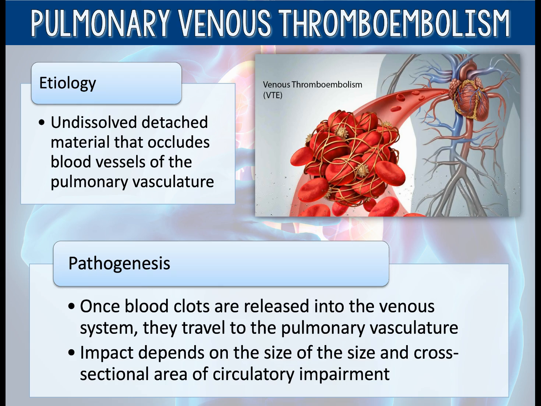Once blood clots are released into the venous system, they travel to pulmonary vasculature, and we kind of talked about this already. So blood clots, thrombi go surfing in the bloodstream, get lodged in the lungs, and so you have pulmonary venous thromboembolism. And of course, it depends on how big these clots are and where they lodge. But essentially, if you have blood clots that go into your lung vasculature and occlude them, that means that your lungs are not getting blood and they're not getting oxygen. So, think about what happens when you don't get enough blood anywhere.